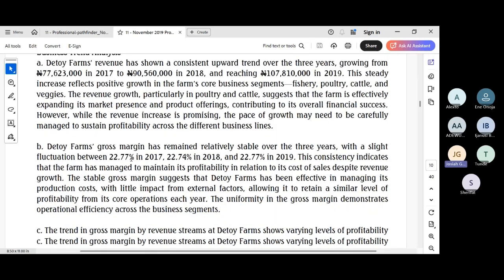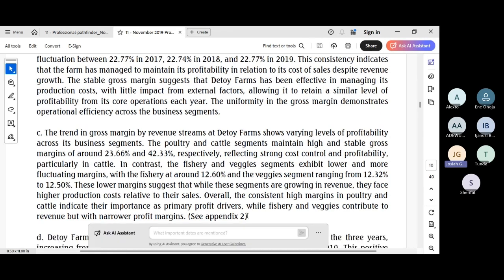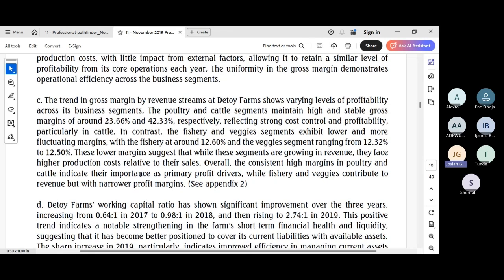And for the C aspect, we said the trend in gross margin, speaking to the revenue stream, had varying levels of profitability. So we said cattle, poultry. We are now coming into specifics. And you can see we also quoted the appendix. So we said overall, the consistent high margins in poultry and cattle indicated their importance as primary profit drivers. So you see, we are specific here, saying that while fishery and veggies contributed to revenue, they had narrow profit margins. We are saying that these 2 profit centers, poultry and cattle, did better.